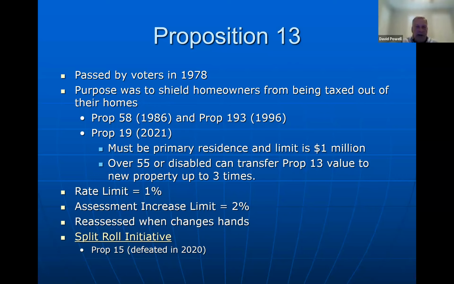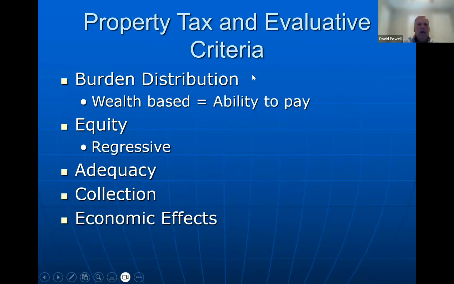That initiative went down to defeat in 2020, so the voters did not approve that. There's a chance it may come back before the voters again in 2024. So you may see on your ballot in another year or so this split roll initiative to divide residential and business property for the purpose of Proposition 13. But you really can't overemphasize the impact that Proposition 13 had here in California on property taxes and property tax revenue generation.